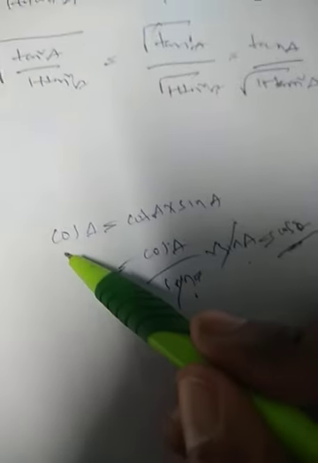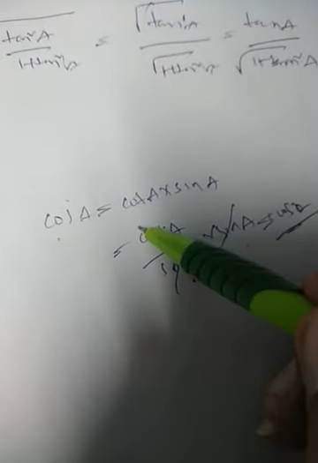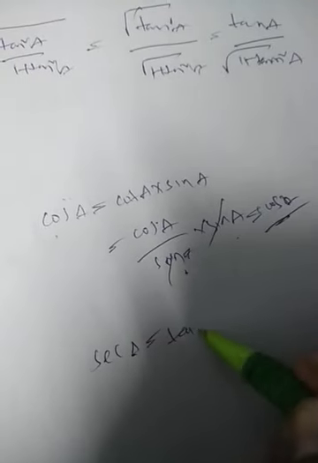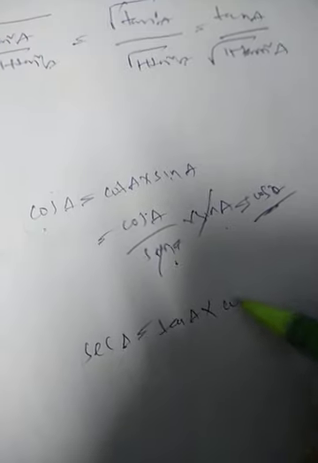In the same way, sec A also. If they want sec A, take the reciprocal of this. That means reciprocal of cot A is tan A, into reciprocal of sin A, which is cosec A. Like this we can write, depending on the requirement we are going to use. Simply send this one this side, and those two will become reciprocals of each other. Depending on the requirement, I am telling.